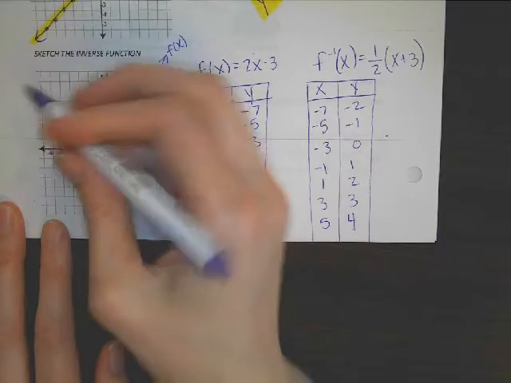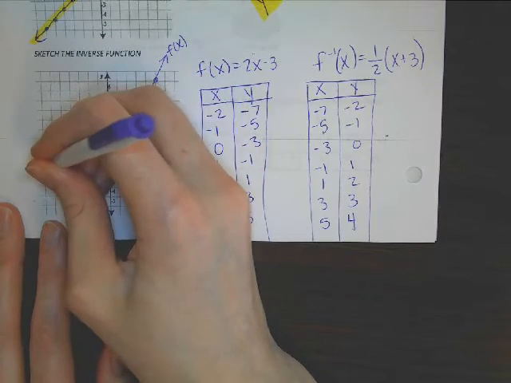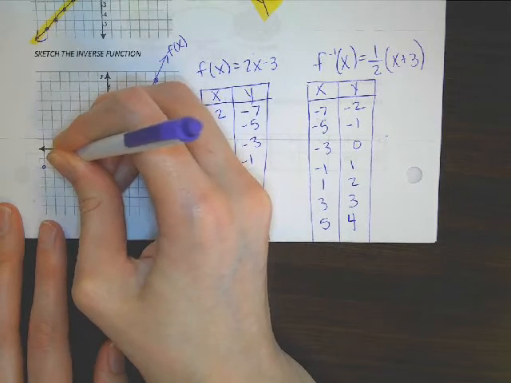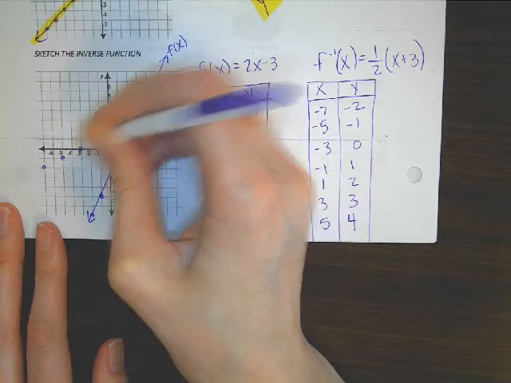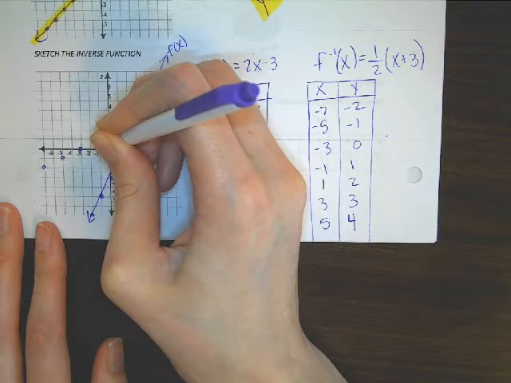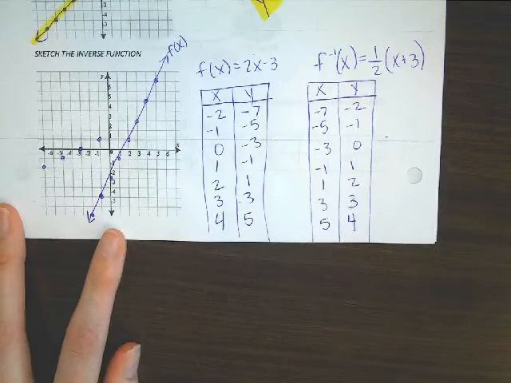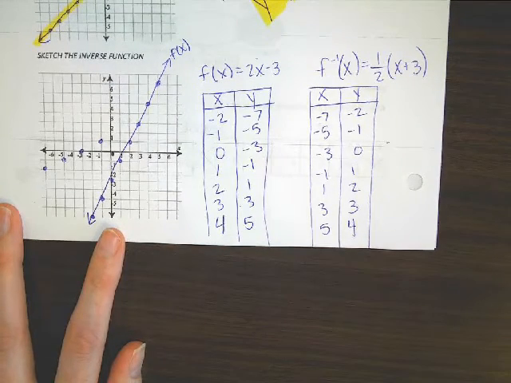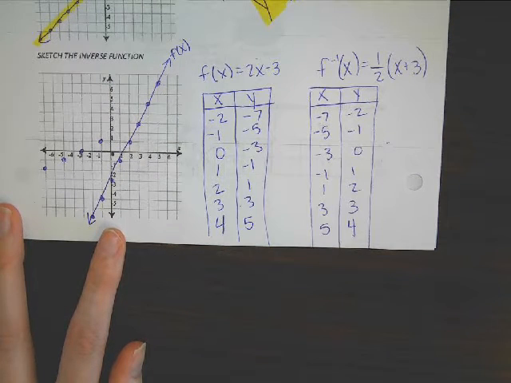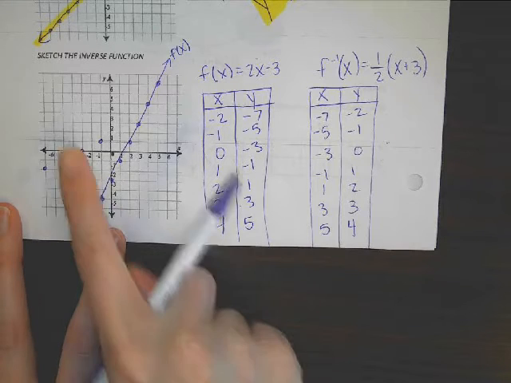We got -7, -2; -5, -1; -3, 0; -1, 1. Okay, brownie points. Can anybody tell me what else is inverted? Just by looking at the way I'm graphing right now. Other than the coordinates, what else got inverted right now? The line.